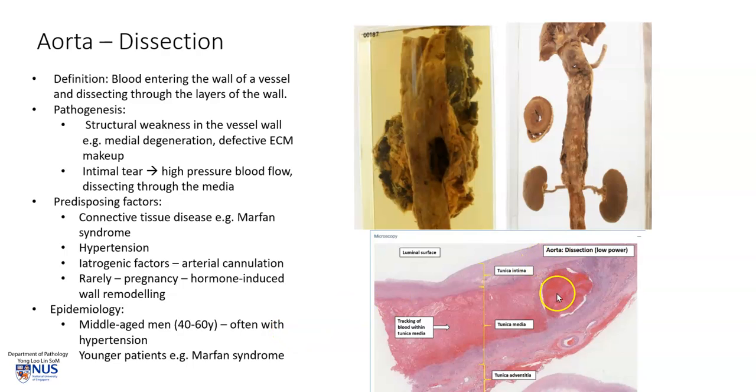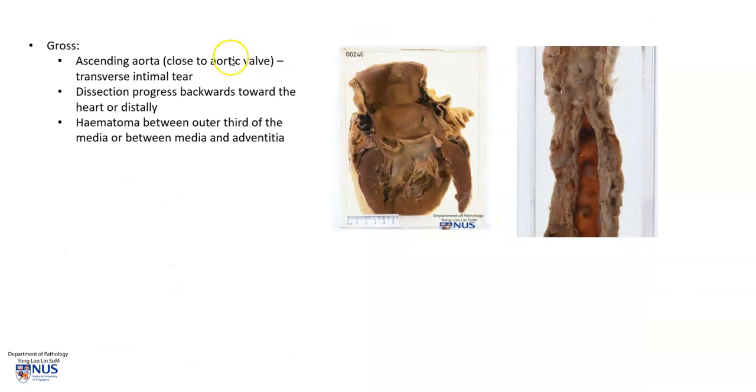This microscopic picture actually shows the wall of the aorta, and the lumen is actually here. This is the intima. There is a split in the media, and this whole area here is the hematoma within the wall of the aorta. Grossly, this often affects the ascending aorta. That's one of the commonest locations. And you can see here again, this is another example that I will describe briefly later. We can see the dissection here very close to the aortic valve.